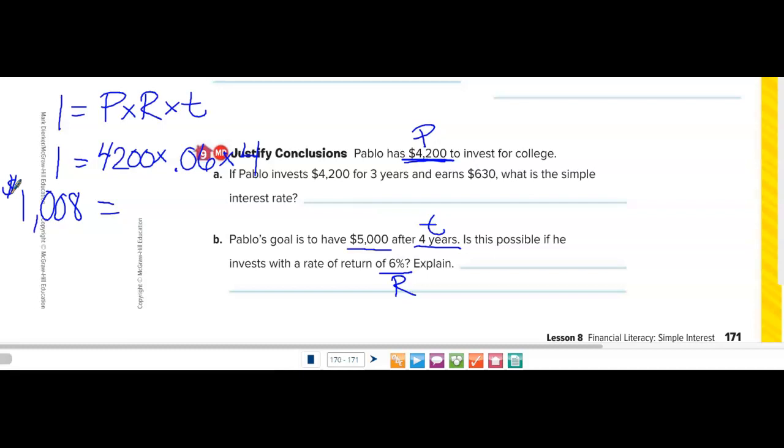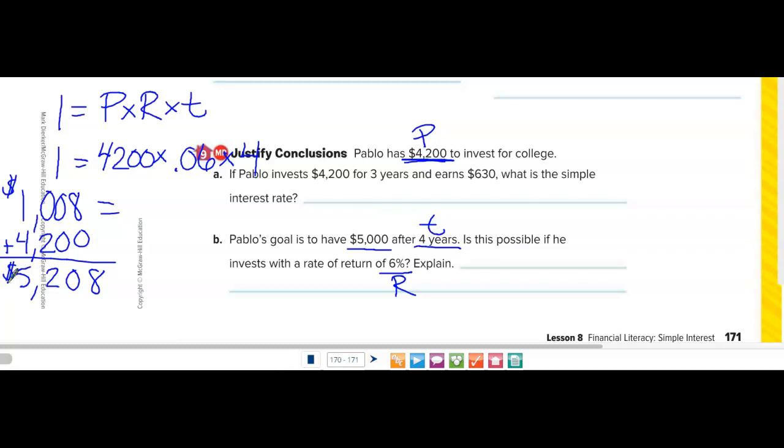So do I only have $1,008 in the account? No. What else do I have in the account? My principal, which is $4,200. Okay, so we're going to add this to my principal because that's what I already had in the account. Are you writing it down? You have to have all this work, otherwise I'll count it wrong. So then you should get, now am I done? No.